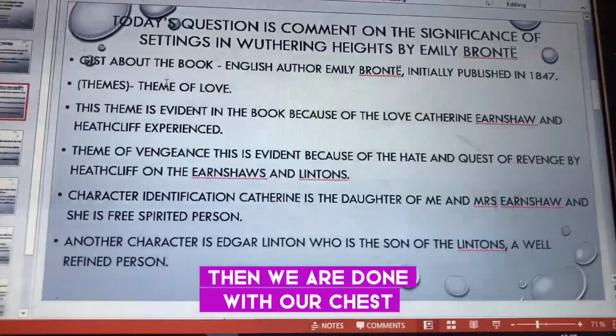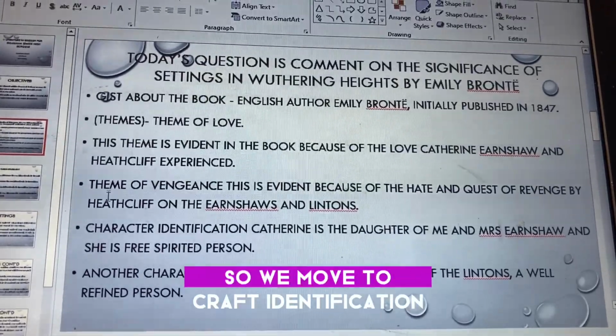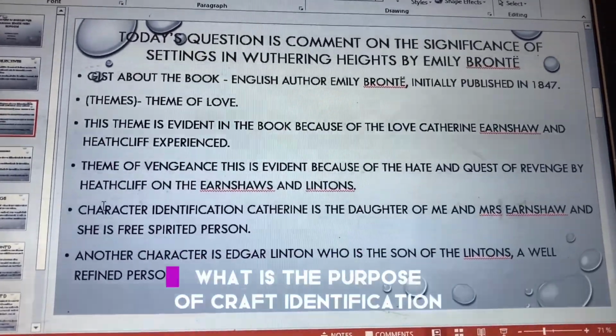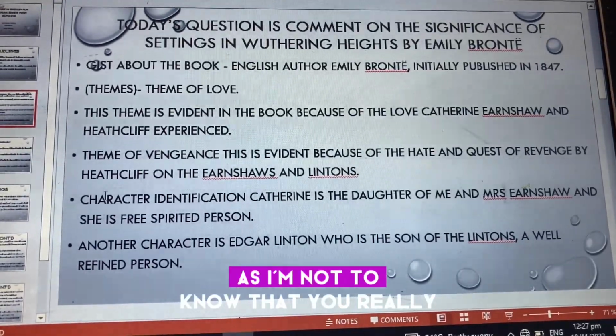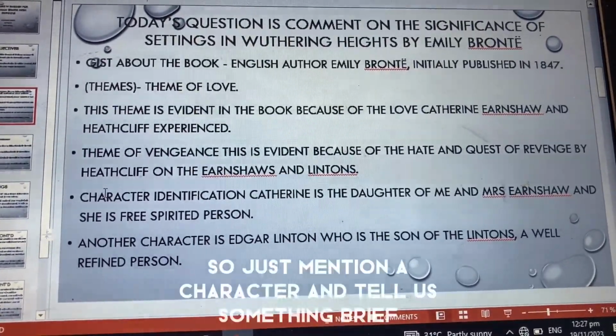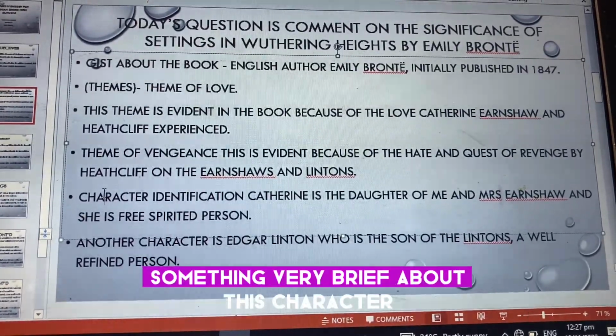Then we are done with our gist. Then we are done with our themes. So we move to character identification. What is the purpose of character identification? You just want the examiner to know that you really know your characters. So just mention a character and tell us something very brief about this character.